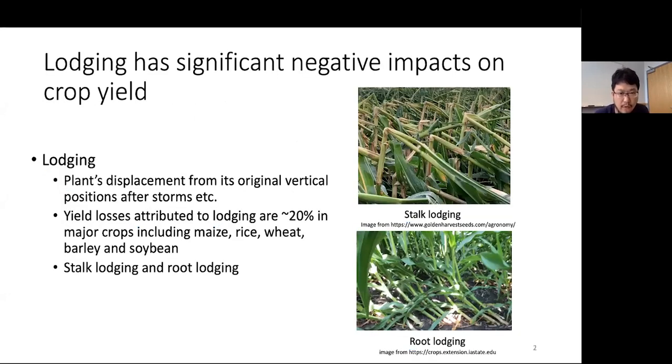So lodging is one of those important factors that have significantly negative impacts on crop yield. The definition of lodging is plants' displacement from their original vertical positions after some inducing environmental events, such as heavy rainfall or strong wind. Worldwide, the annual yield losses attributed to lodging are about 20% in all major crops, including maize, rice, and wheat, etc. Depending on the position of the occurrence, lodging can be further categorized into stalk lodging, as shown on the top panel here. So the stalk just snapped. And if it happens around the root areas, it's called root lodging.